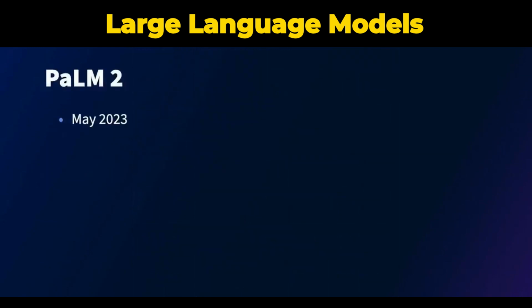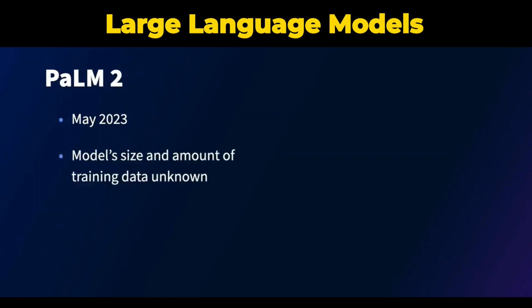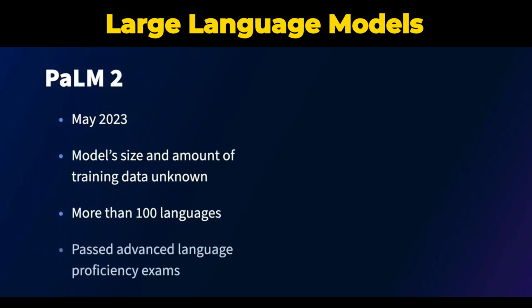In May of 2023, Google released PaLM 2, which surpassed the capabilities of PaLM. Now, because of the increasing competitive nature of the large language model space, Google has not released information on the size of the model nor the amount of data it was trained on. PaLM 2 was trained on more than 100 languages, meaning it's able to understand and generate text that is more nuanced. It has also passed advanced language proficiency exams at the mastery level.